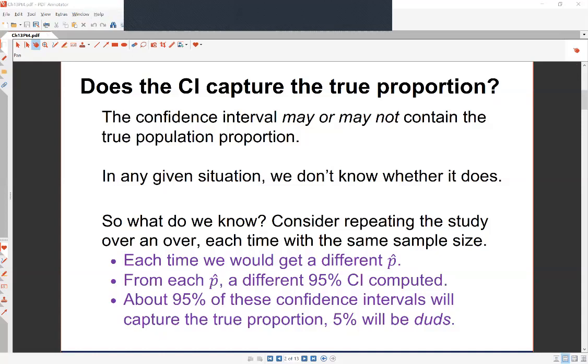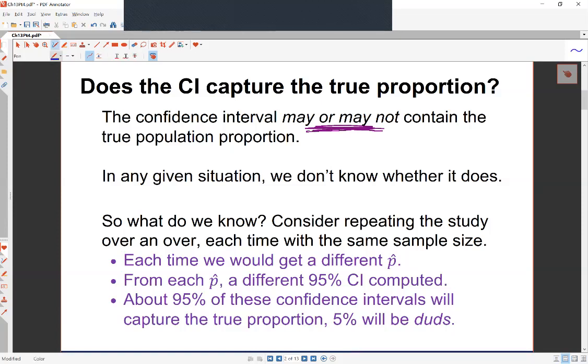Well, in some sense, we don't know a whole lot, because that confidence interval that we have calculated, maybe it does, maybe it doesn't. We are not really sure whether that confidence interval contains the true population proportion. Maybe it does, maybe it doesn't. So why do we do it then?